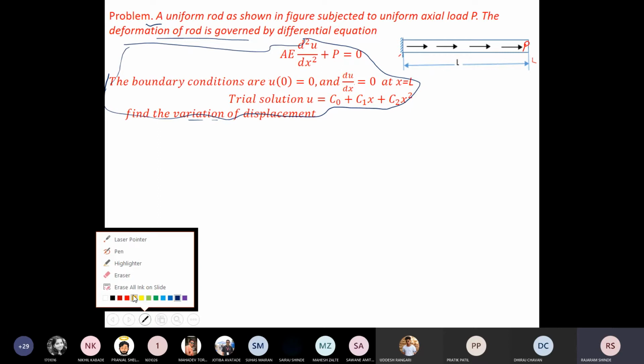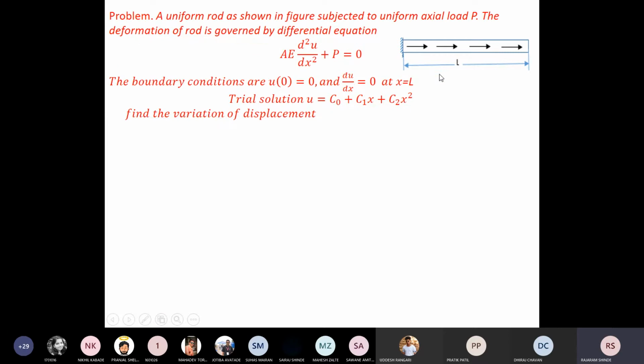See here, if you consider this rod, and if I ask to find the governing differential equation of this rod, then you should be able to find this governing differential equation. Here actually I will not ask this type of question, but this differential equation should be known to you. Why should it be known to you? This is not a new concept for you.